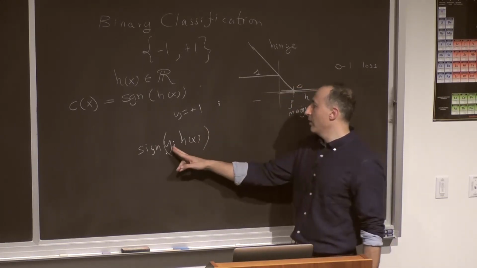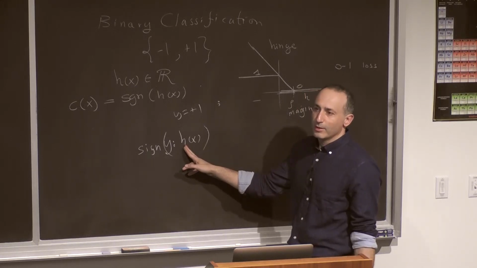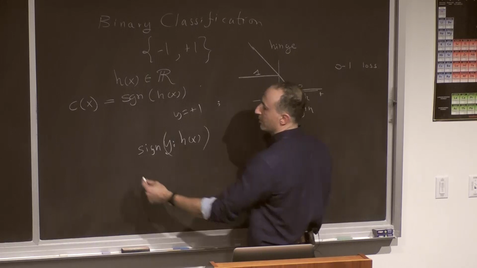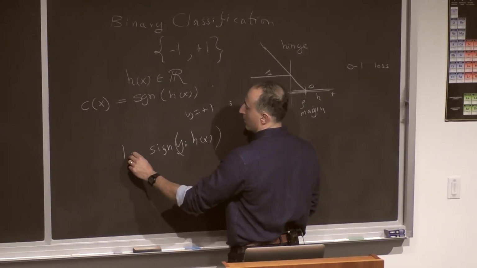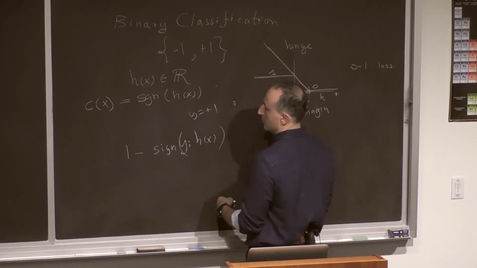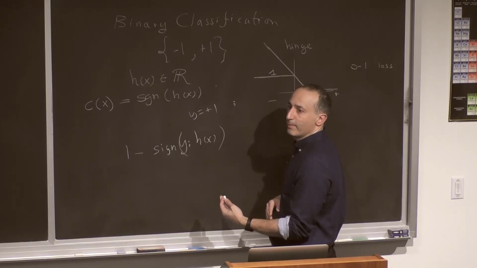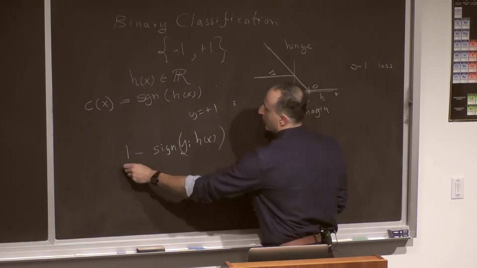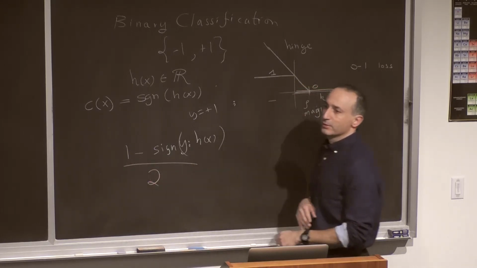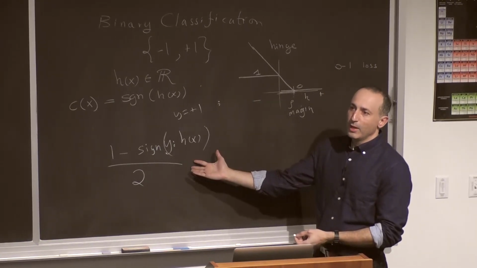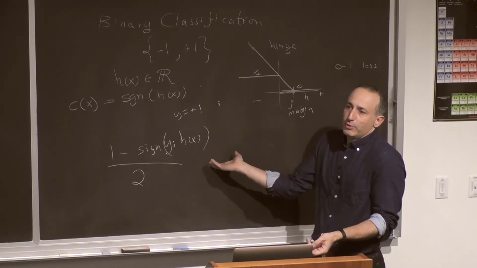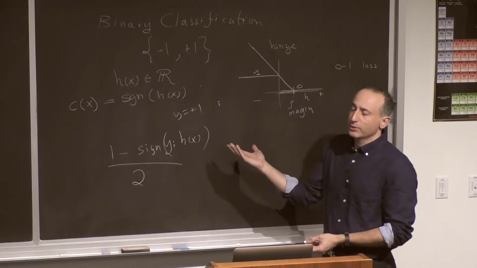Because, well, if they're the same sign, I'm happy. If they're opposite signs, it's bad. So I could maybe say 1 minus this. It'll be 0 now if they agree. And it'll be 2 if they disagree. So that's my loss. So you'll see this formula. I don't love it because it's just a notational trick for binary classification.